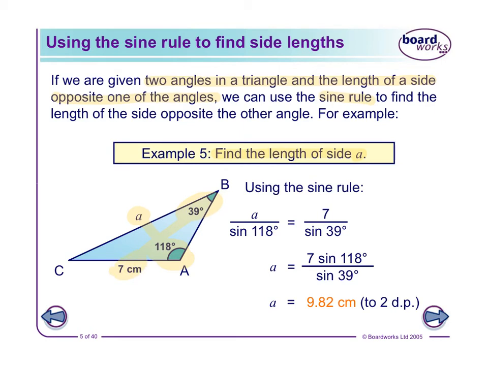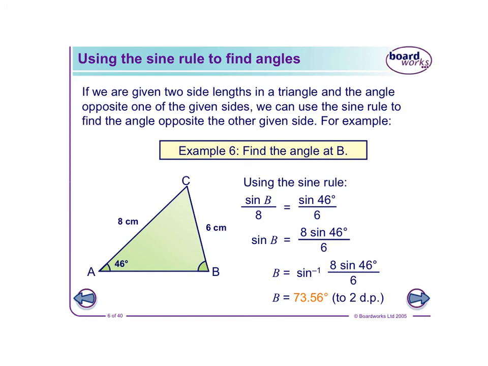So using the sine rule, you look at side A over the sine of its opposite angle. You look at the other side, 7, and sine of its opposite angle. Rearrange, put into your calculator, and don't forget 2 decimal places. All right, then the second scenario when you could use the sine rule is if you're given two lengths in a triangle and an angle opposite one of those lengths. You can then find an angle and then use angles of a triangle.